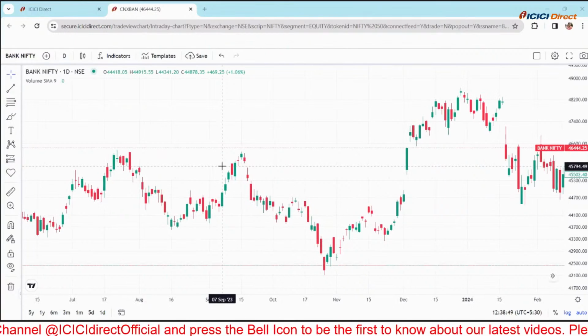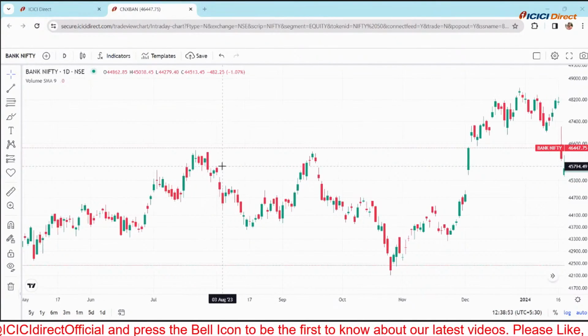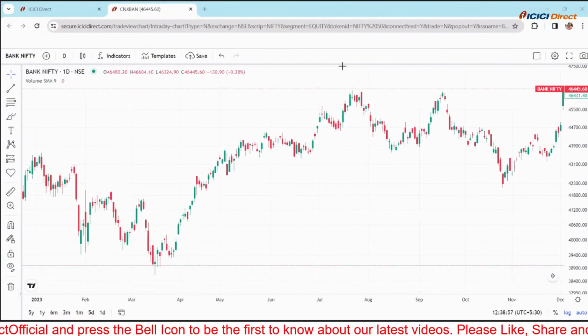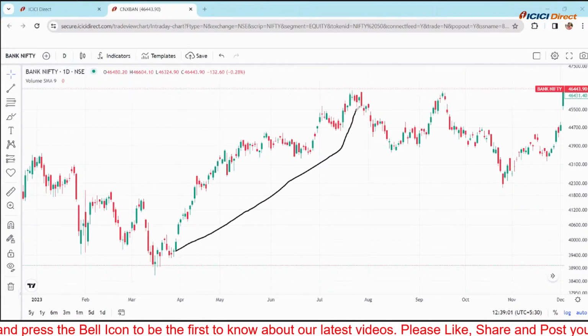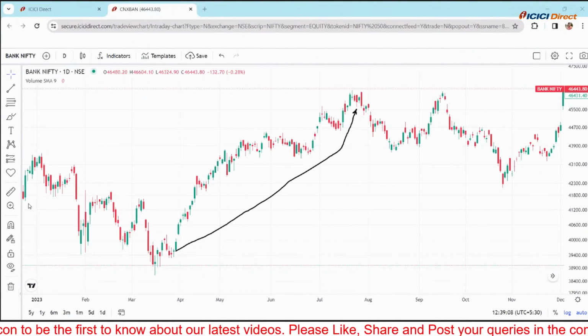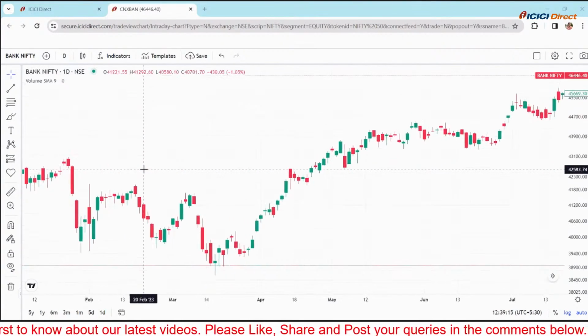We need an uptrend, we need an uptrend, plus we need a green candle also. This is a significant uptrend. Let's try to find a bearish Harami. No, there's no... here. See if we can find one.